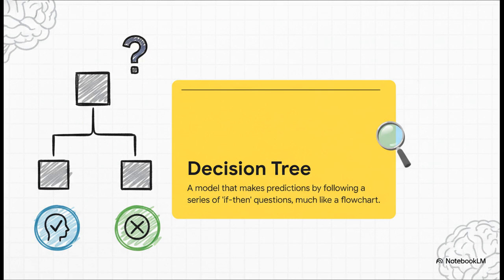For example, it might ask, is the patient's age over 75? If yes, it goes down one path. Then it might ask, is their cognitive score below 24? It just keeps following these branches until it reaches a final prediction, demented or non-demented.